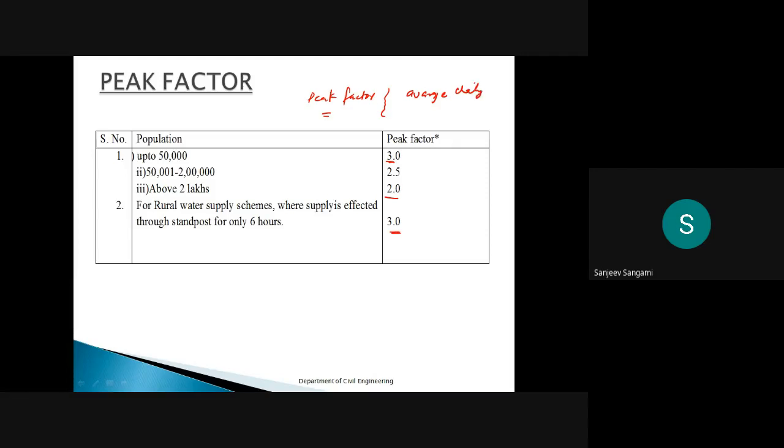average daily demand. Suppose the average daily demand, assume that we have 135 liters per capita per day, then it has to be multiplied by 3 times. Then how exactly can this be calculated? Assume that we have a 50,000 population. Then you have 135 liters per capita per day, and it has to be multiplied by 3. Like this, you will get the total in liters per day. All those calculations you have to do.